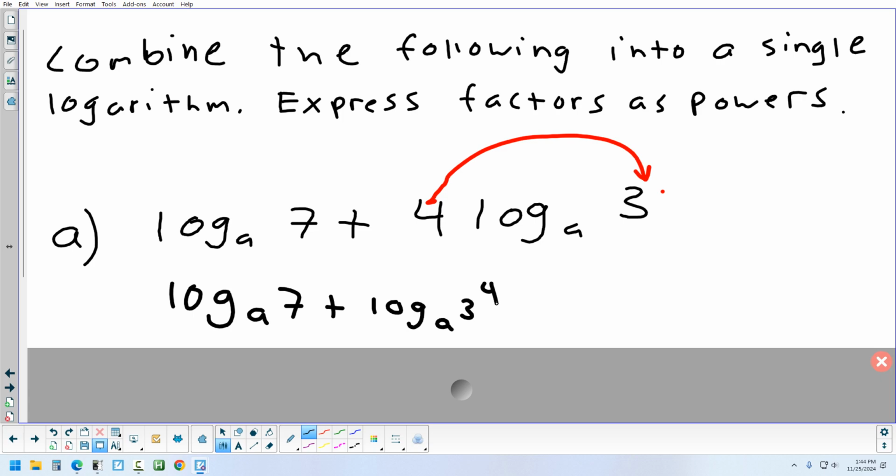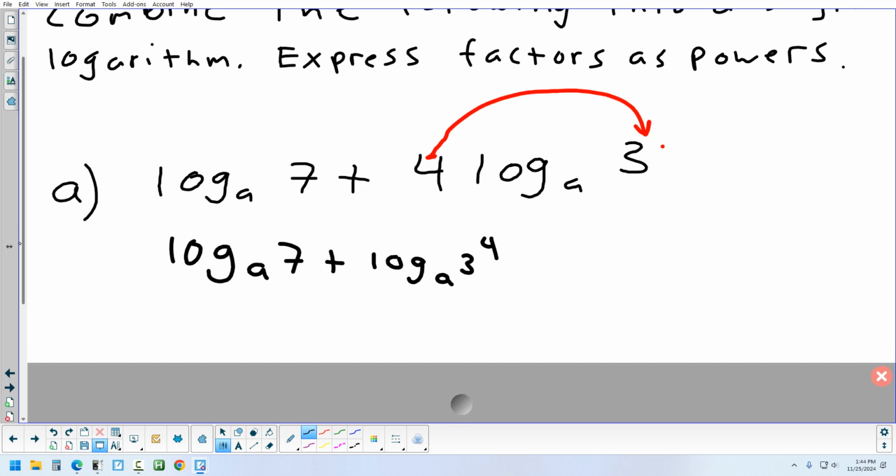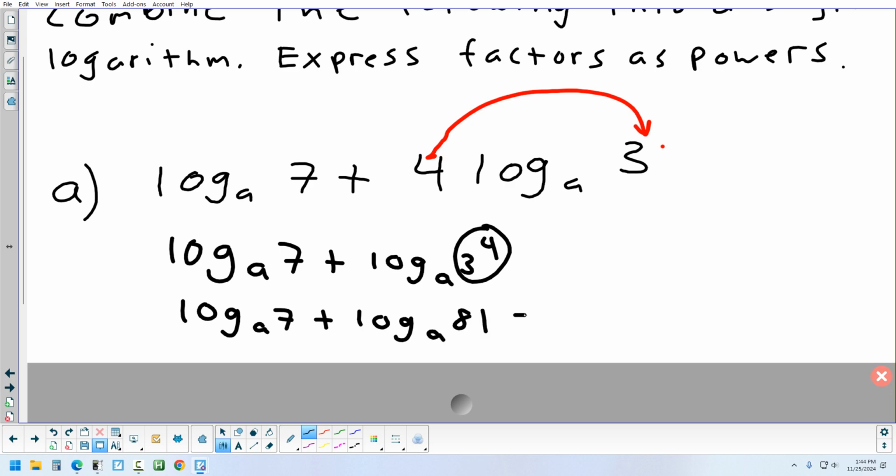Okay, so that's the first step. Now, at this point, I would work out 3 to the 4th, so we don't have to keep that. What's 3 to the 4th power? 3 times 3, and then another 3 times 3, multiplied together. 81. Yep. Log base A of 81.